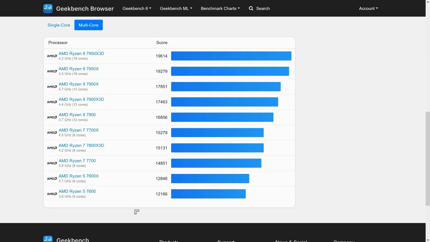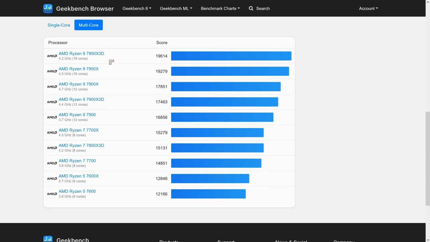When we go to the multi-threaded performance, the 7600 scores 12166, and the 7600X is significantly higher, 12846. You could go for either of these two for good value. And the CPU at the top here, the 7950X3D, is not even double.